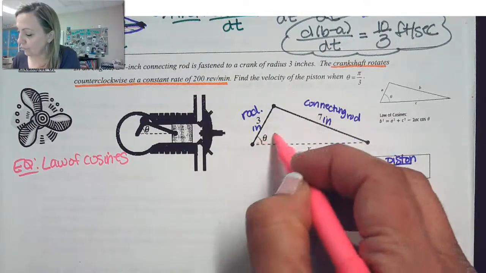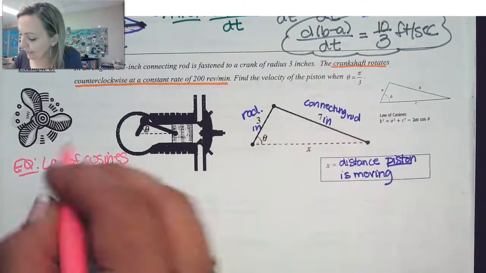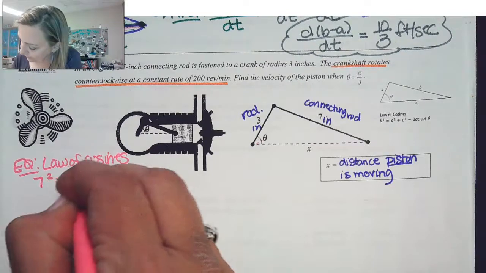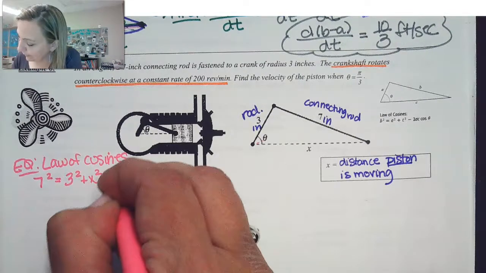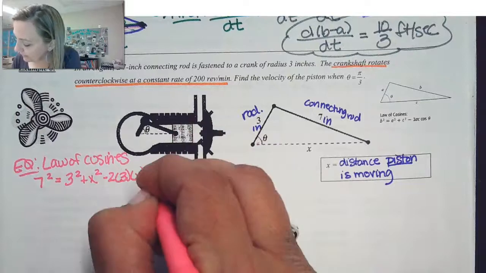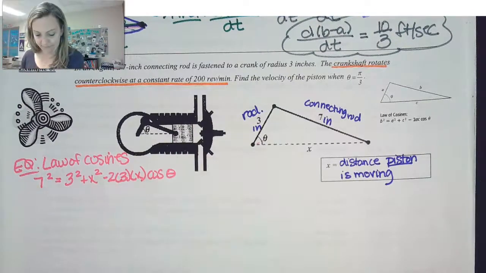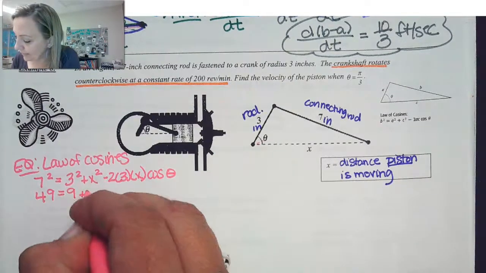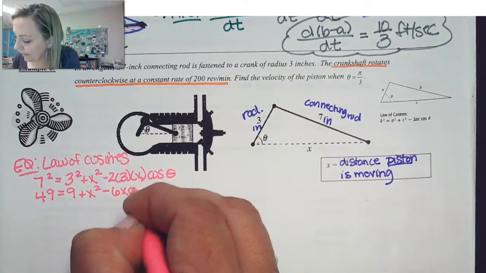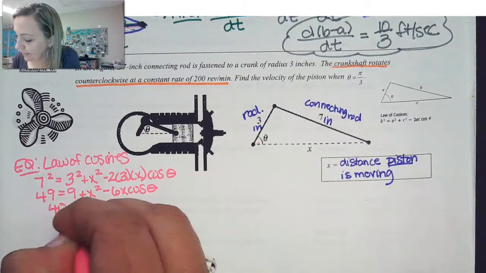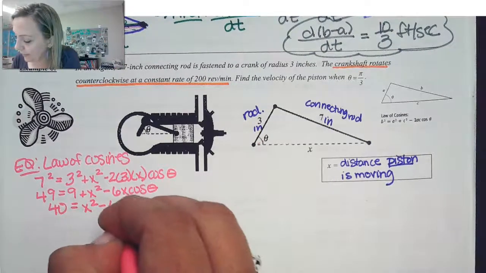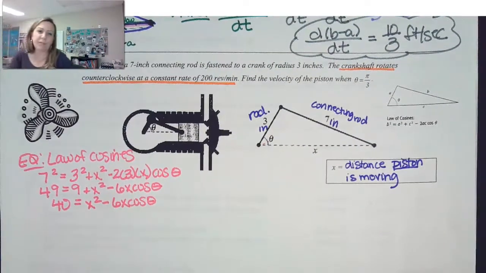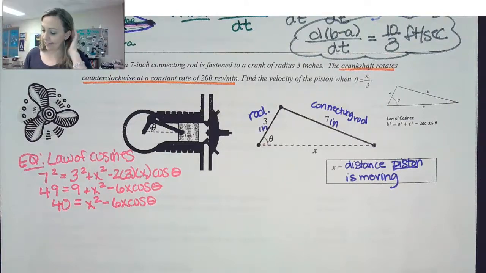In the law of cosines, we use the side across from the angle as our basis. So we're going to have 7 squared equals 3 squared plus x squared minus 2 times 3 times x times the cosine of theta. Then we can deal with the constants a little bit, and this is about as simple as I can make it: 40 equals x squared minus 6x cosine theta. So there's my equation. The variables we're really concerned with are x and theta.